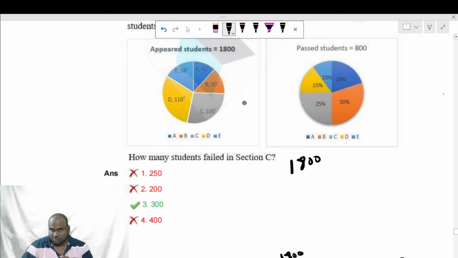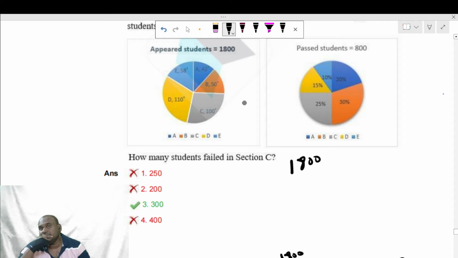He did not give the data directly. He gave you the degrees. Using the degrees, you are supposed to find out the number of students belonging to that particular section. He's not asking about A, B, D, and E. He's asking about only C. So that's why I've chosen C.